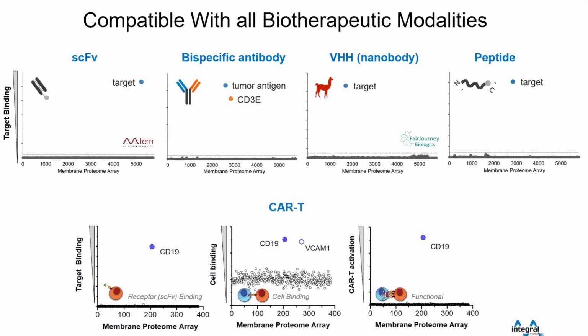CAR-T is, of course, a therapeutic modality that is becoming more and more popular. We have worked with a number of different CAR-T companies throughout the years, and we are the only platform that can screen CAR-T modalities in 3 different ways. First is a more standard binding assay using the receptor scFv portion of the CAR-T, but we can also perform cell binding and functional assays on the MPA to identify interactions. The nature of our platform being that these are full-length proteins and we express them in live cells means that it's very adaptable for these types of cell binding or functional assays.